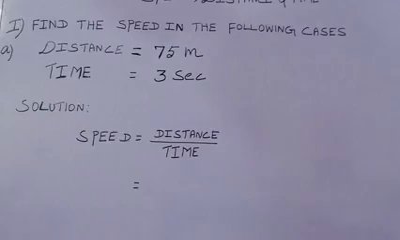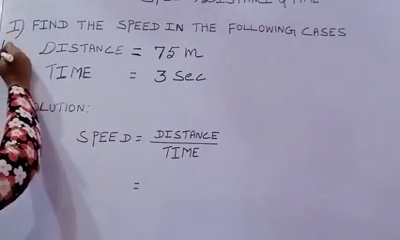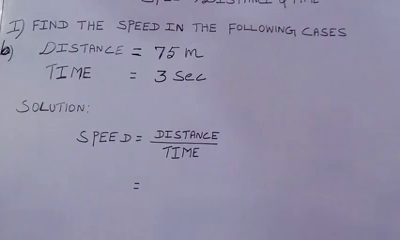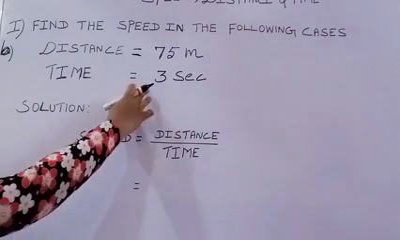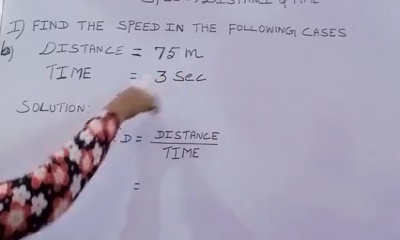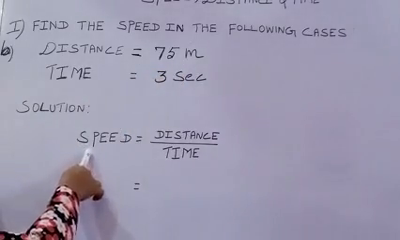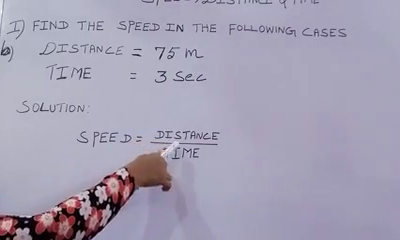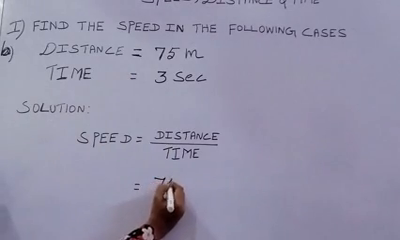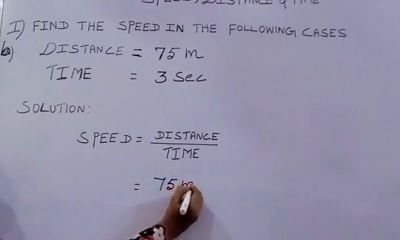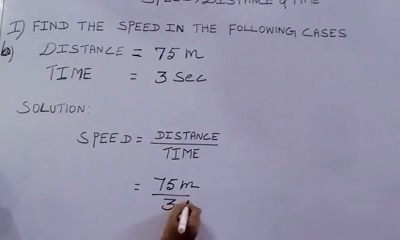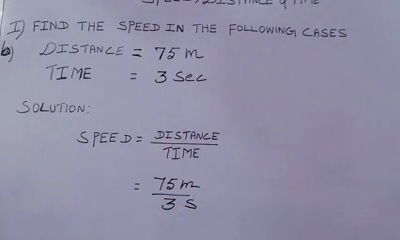Children, our second problem is distance is equal to 75 meters and time is equal to 3 seconds. So here m means meter and s means seconds. The solution: the speed is equal to distance divided by time. So our distance here is 75 meters. The time is 3 seconds.